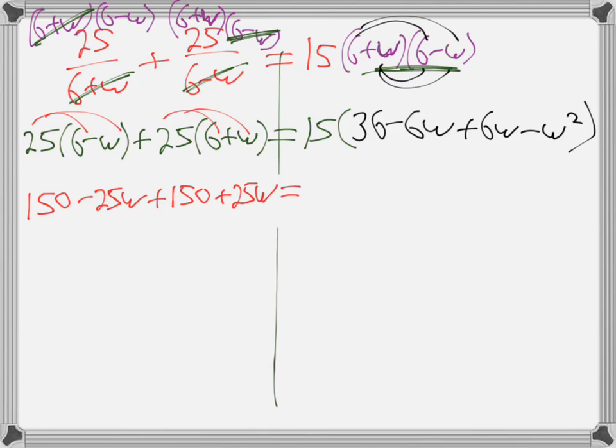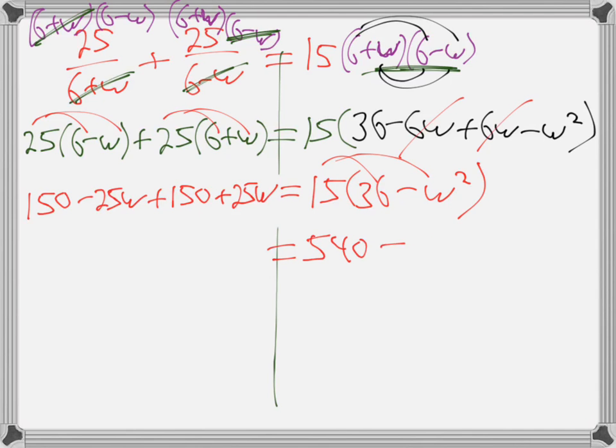Equals. The other side, these two will cancel, won't they? So we have 15 and we have 36 minus w squared. Distribute, distribute. I can't do that. What's 15 times 36? 540. Other side, these guys cancel. 150 and 150. 300. Just been gathering a bunch of like terms and foiling things out. We okay there?